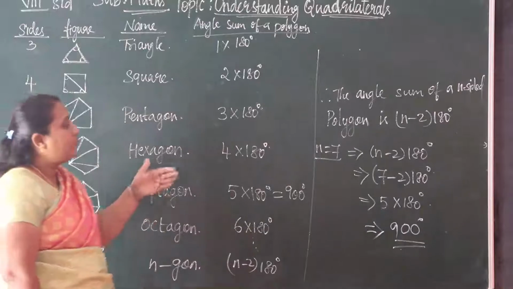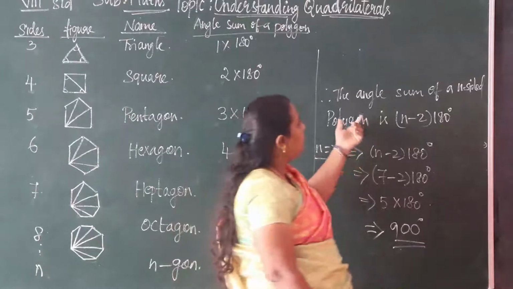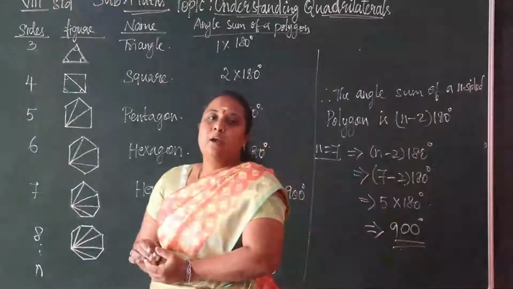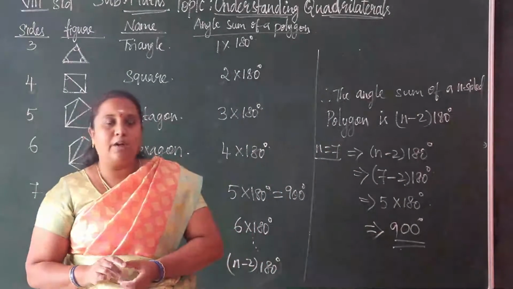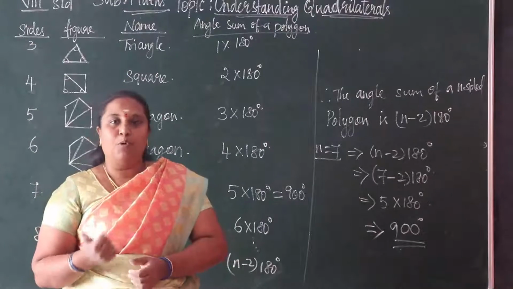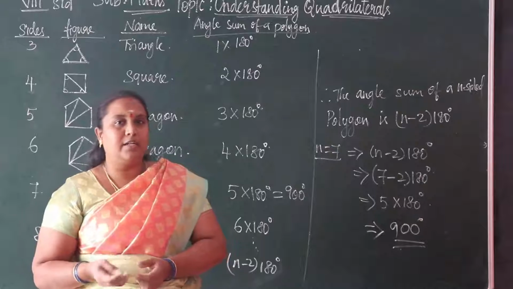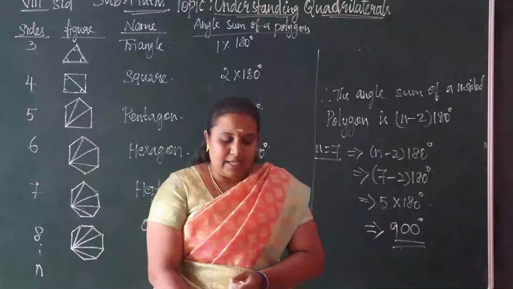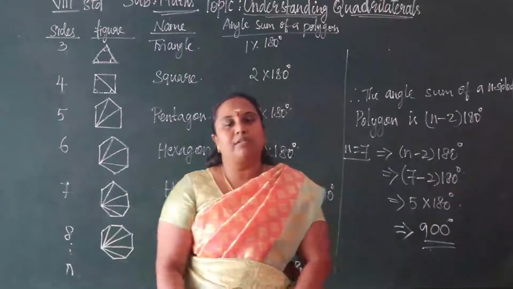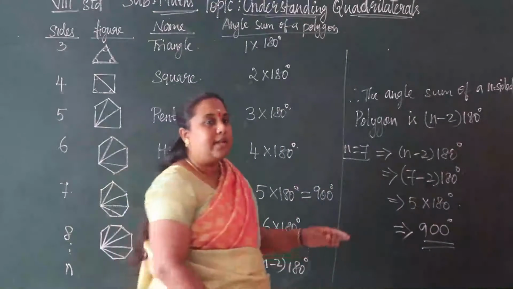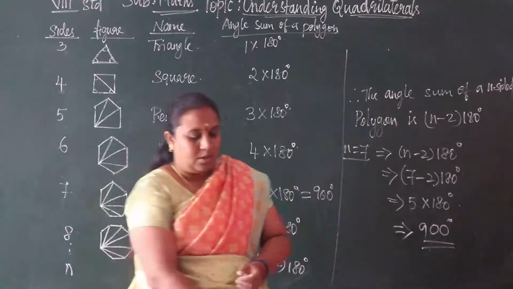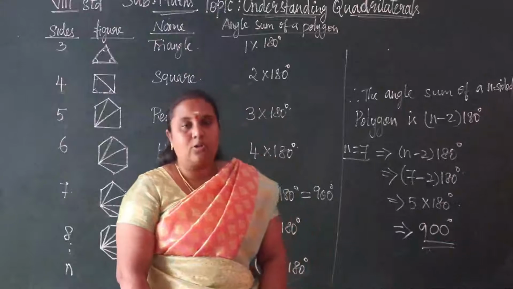So like this we are using the formula. The sum of the angles of an n-sided polygon is n minus 2 into 180 degrees. By using this formula, we find the angle sum of a polygon. In your exercise you have an 8-sided polygon, a 10-sided polygon and an n-sided polygon also. For an n-sided polygon, we write this formula. Children, understood? Then we move on to another concept.